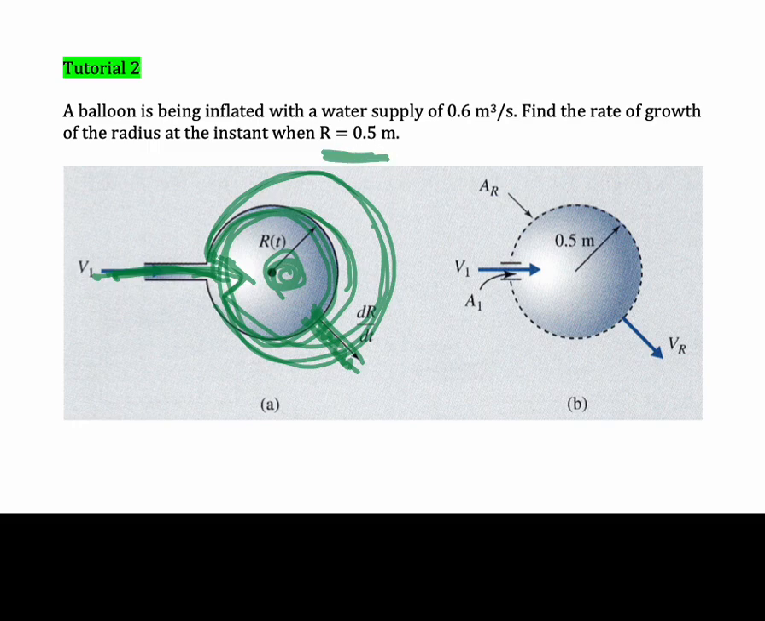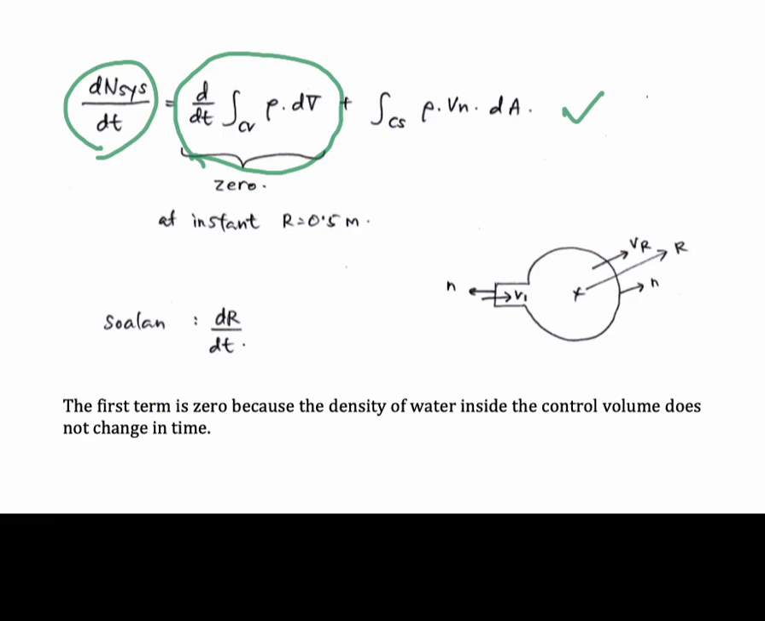So R equals 0.5 meter means the volume will become fixed, because at R equals 0.5 meter there is only one volume of the balloon. And then the only parameter left here is rho, the density. And we have time here, so we have d rho dt, which means the changes of density along the time.